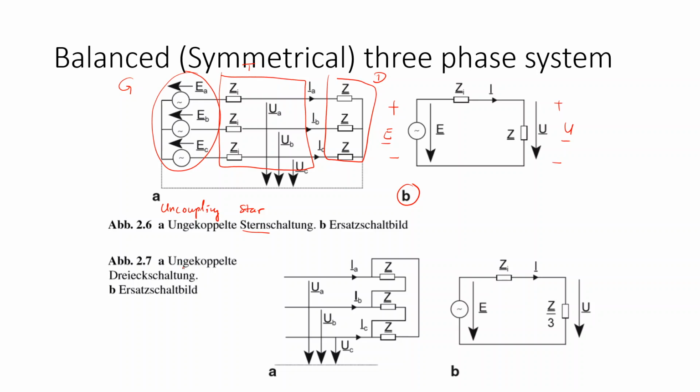The picture down below is written ungekoppelt Dreieckschaltung. Dreieck in German, drei, you have learned it already, is 3. Eck is corner. So Dreieck means that it is in 3 corners like this. So it is a star connection. When you say star connection, you see from this connection of the Z that all the 3 impedances are connected in star connection, or in German it's called Dreieckschaltung.